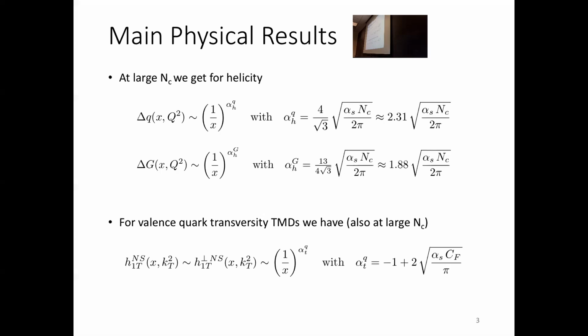And that remains invariant, even if you move next to, say, the valence quark transversity. So for H1T and H1T perp TMDs in a flavor non-singlet channel, we get the asymptotics at small x, which is 1 over x to some power. And that power, of course, is extra suppressed by an extra power of x. That's why the power starts with -1. But other than that, you get the 2 times the square root here. At large NC, CF, the fundamental Casimir, is NC over 2, so really it's the same square root everywhere. So the factor in front is of the order of 2, but it does vary from TMD to TMD.